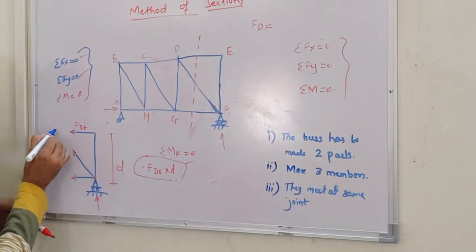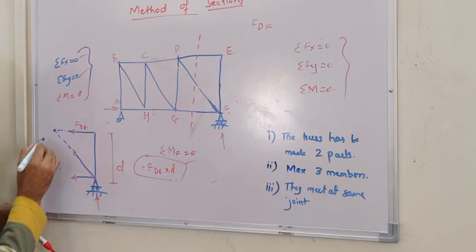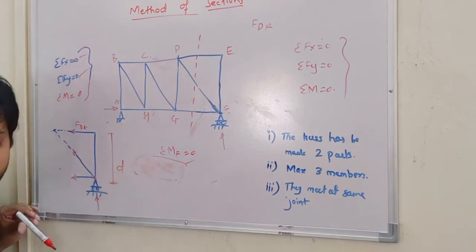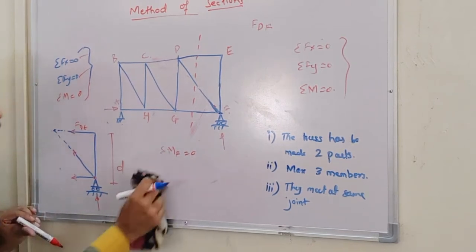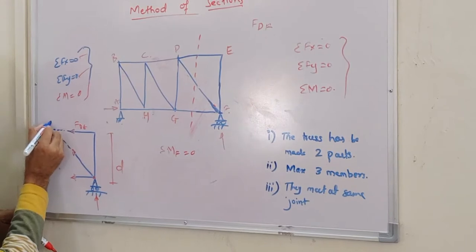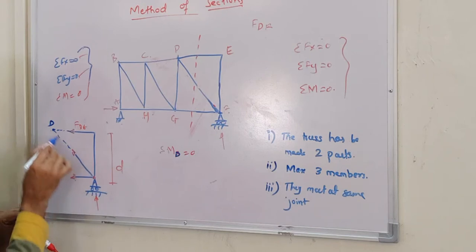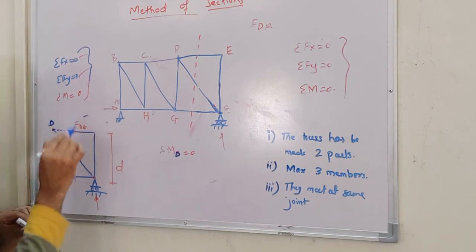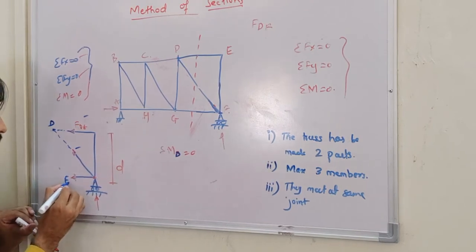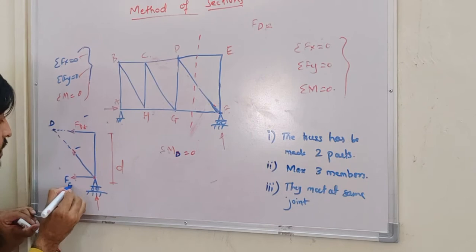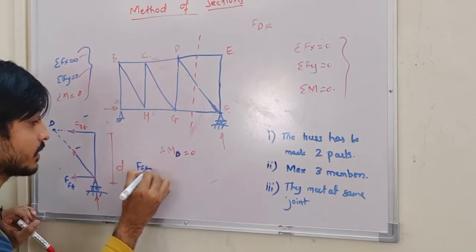Or even I can take it like this also, I'll extend this and I'll extend this. If I extend, instead of this point I can even take the moment at this point also. What is this point called? This point is called D, right? So if I want to take summation of moment at D, this is meeting at this D point, and this is also meeting at the D point. So the moment generated by this is 0, the moment generated by this is 0. Now what is this? This is FFG, so this is FFG into d.